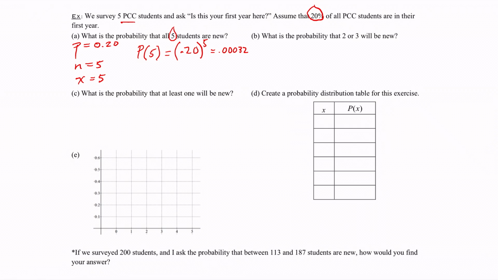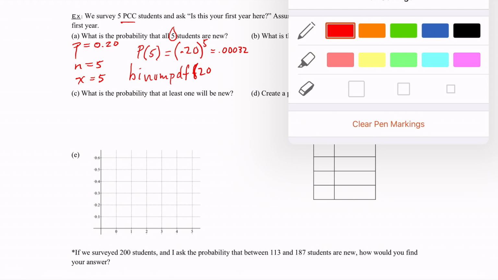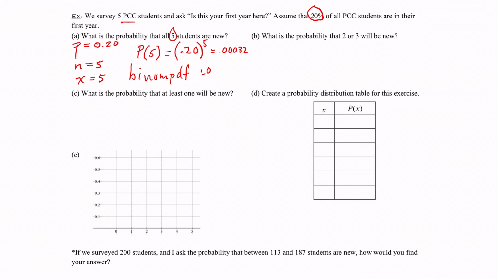Notice that because this is a binomial problem, we can also use the binom PDF function, and it should give you the same result. So binom PDF, we had 20 trials, or sorry, I take that back, we had 5 trials. So let's fix that. Five trials, 0.20 was the probability of success, and we were looking for 5 successes. And that should give you the same result that we got there.